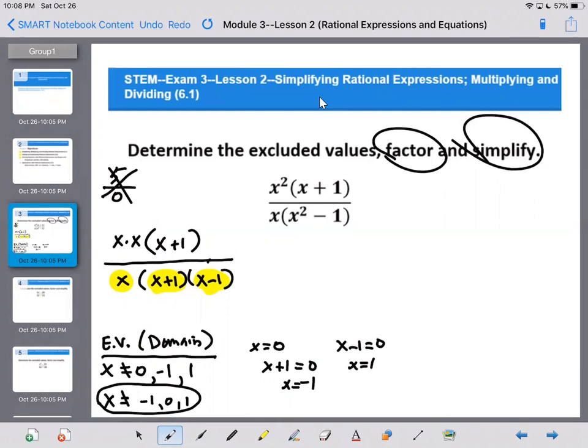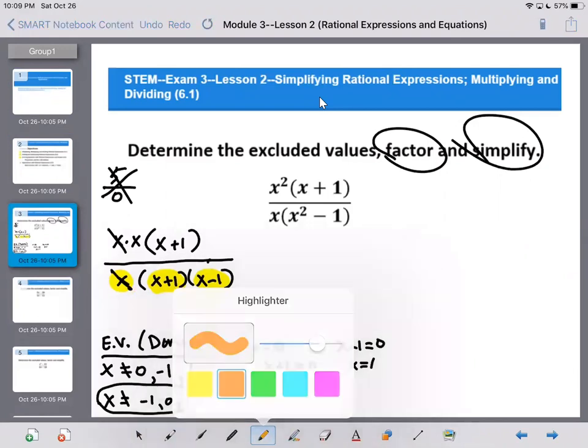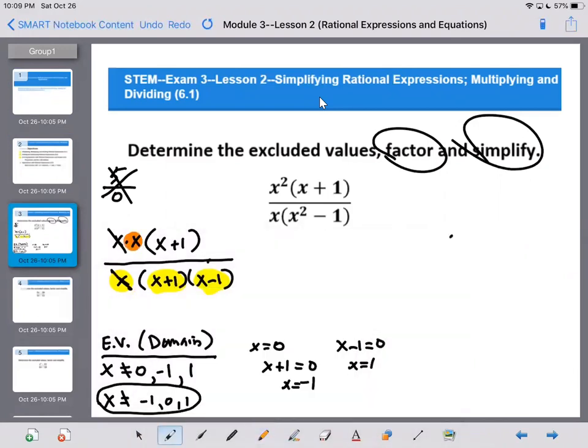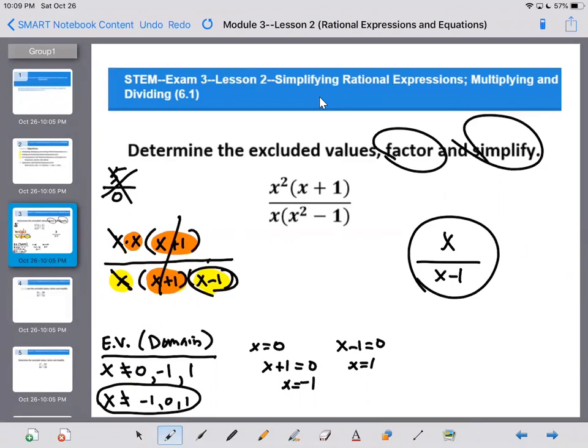Now that you've stated those, your next item is to simplify. So you're looking at what will divide out. Well, this x will divide out with this x, leaving me with this x left over. So that's going to be part of my answer. And then this x plus 1 and this x plus 1 should divide out, and you're left with x minus 1 in the denominator. And there is your simplified expression coupled with your excluded values. I'd want to see both of those when you simplify rational expressions.